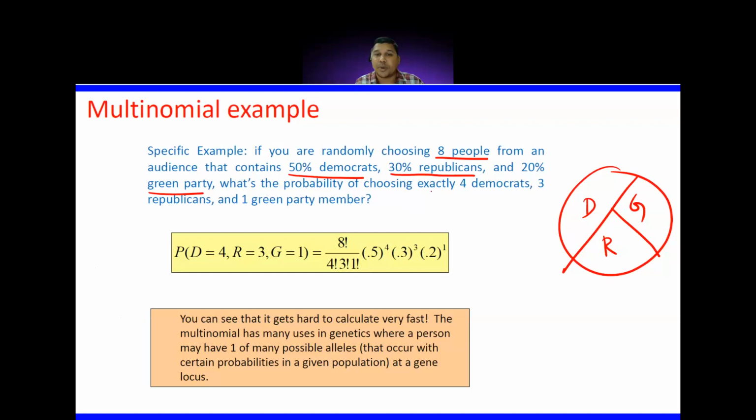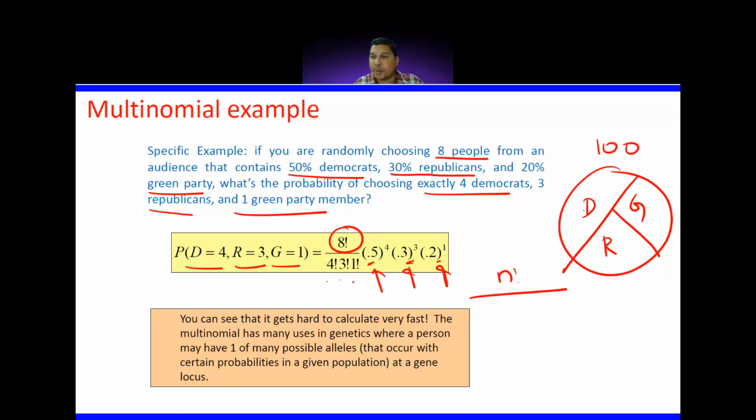Okay, what is the probability of choosing exactly 4 Democrats, 3 Republicans, and 1 Green Party? So this is P(D = 4, R = 3, G = 1). The total is 8 factorial divided by those three factorials, 4 factorial, 3 factorial, and 1 factorial, multiplied by... Now, what is this 0.5, 0.3, 0.2? Let me explain how I got these.